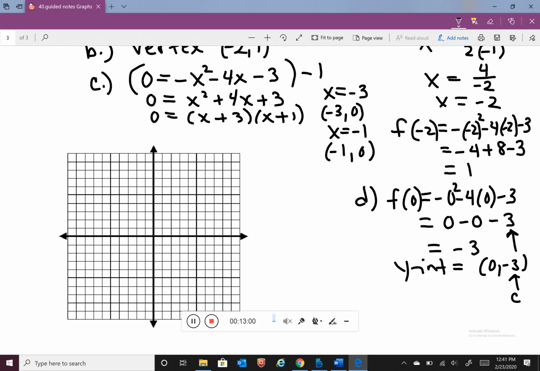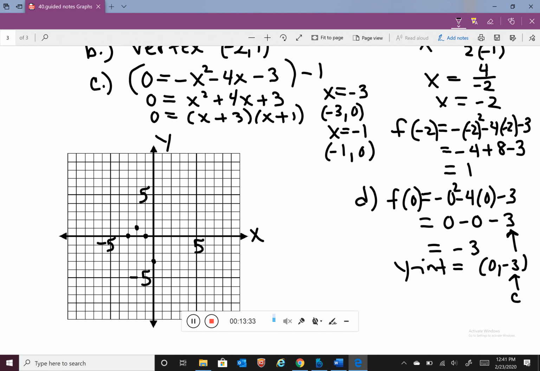So let's plot what we have so far. So we're going to label x, label y, show scale in all 4 directions. So we have our vertex, negative 2, 1. We have our 2 x-intercepts, negative 3, 0, negative 1, 0. And we also have this fourth point, our y-intercept, 0, negative 3.